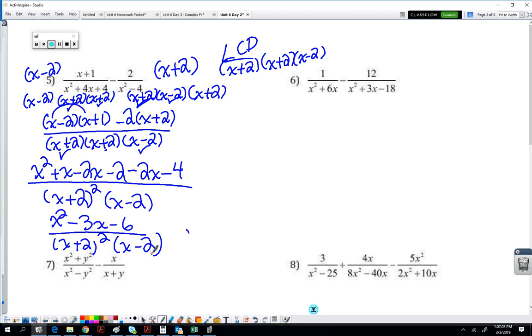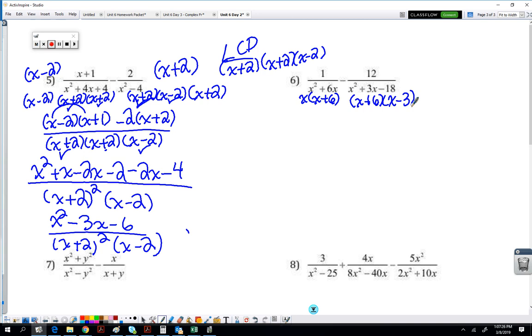And now if you take a look at number 6, I have to do the same exact thing. I have to factor everything that I can. So I am going to factor out an x for the first one. And then for the second one, I ask what numbers multiply to negative 18 but add up to 3. x plus 6, x minus 3.